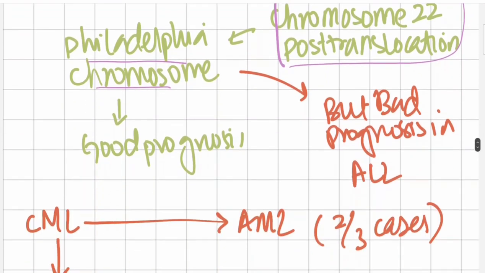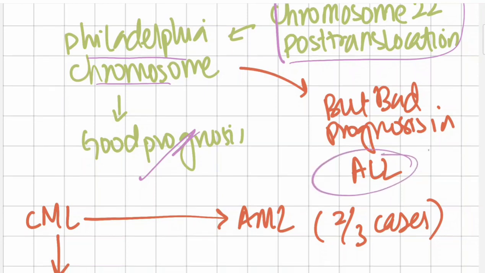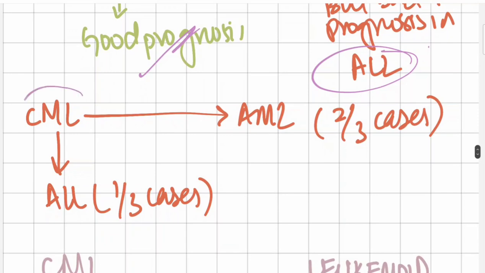So if this is present in CML, it has a good prognosis. But if you find a Philadelphia chromosome in case of ALL, it is a bad prognosis. Now CML is a chronic myeloid leukemia. It can progress to AML in 2/3 of cases, or it can also progress to ALL in 1/3 of cases.